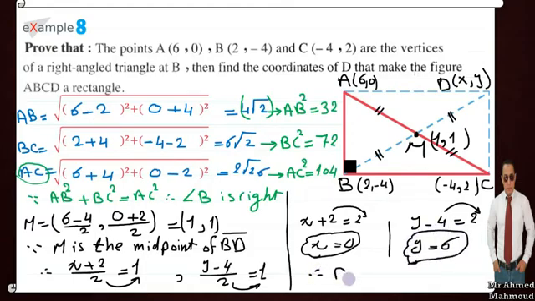Therefore, D equals 0 and 6. You can check you are right or wrong. 0 plus 2 over 2 equal 1. And 6 plus negative 4 over 2 equal also 1. And this is the point D. Let's solve the next one.